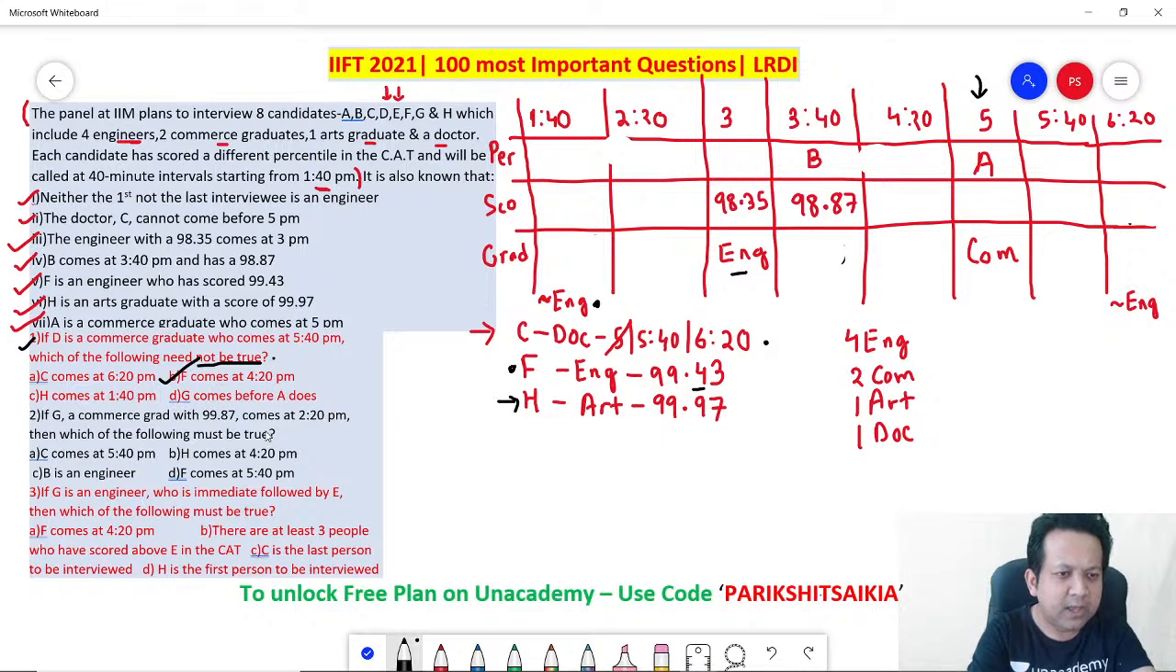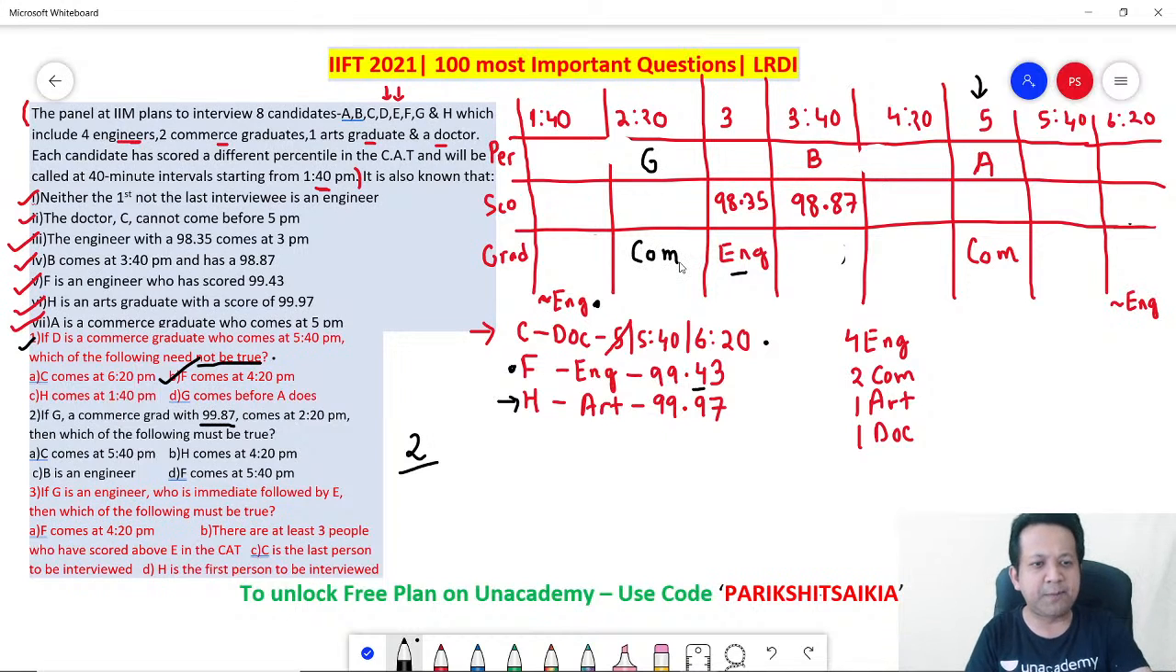Okay. We are at question number 2. If G, a commerce graduate with 99.87, comes at 2:20 p.m., so let's put it G. He is a commerce graduate and he comes at 2:20 p.m. Then which of the following must be true? Now first thing, I have put G and commerce at 2:20.